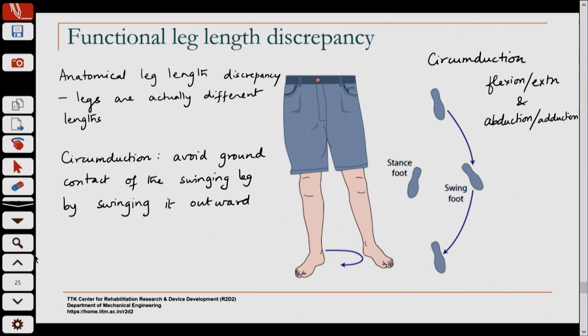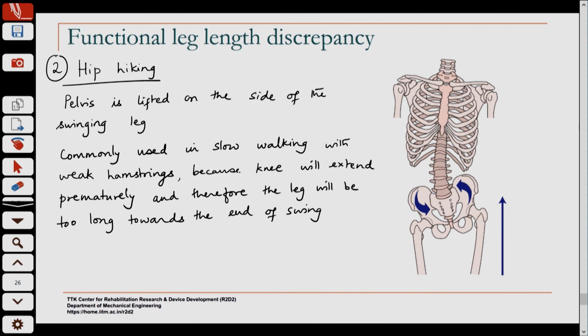Then the third type. So, we have looked at two cases for functional leg length discrepancy. The pathology is the same, I mean in the sense I should not say it is the same, but the cause or the effect is the same. There is a functional leg length discrepancy, but the strategies could be different. The causes could also be different, because different muscle groups or joints may be involved.